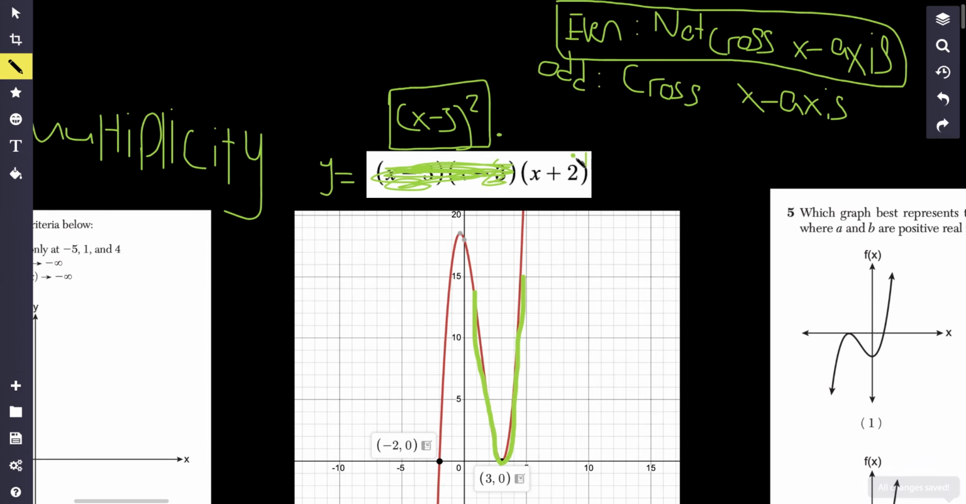However, if you have an odd exponent like x plus 2 to the first power, we're taking y equals x minus 3 to the second power and multiplying it by x plus 2 to the first power. Notice how this exponent is odd.